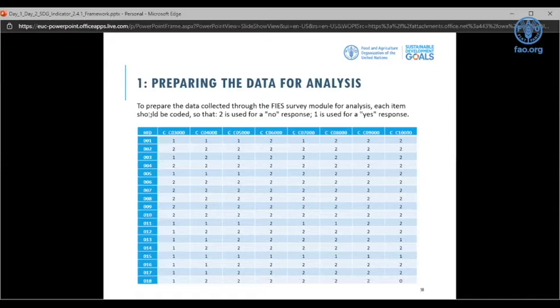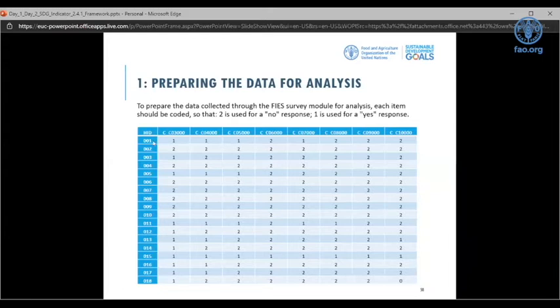So let's concentrate on the very first step from the previous slide. Based on the data collected using the 8 FIES questions, it is prepared for analysis, where each data item is coded: 0 is assigned for a no response, and 1 is assigned for a yes response. Depending on the convention you use, you can either use 1, 2 or 0, 1, okay?